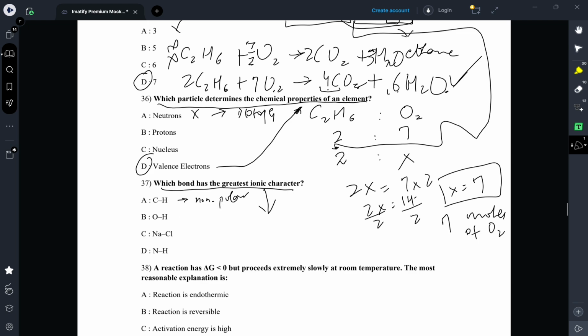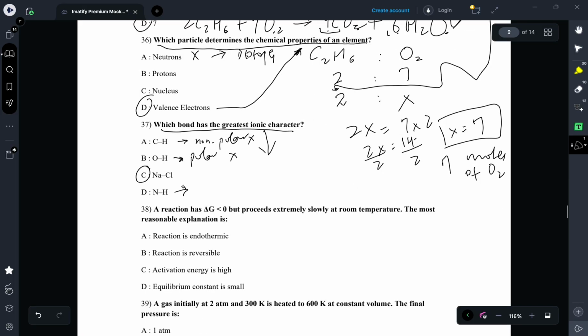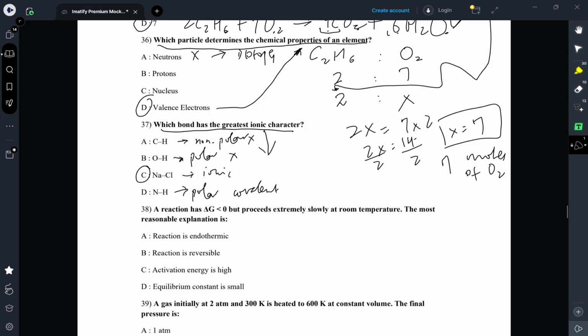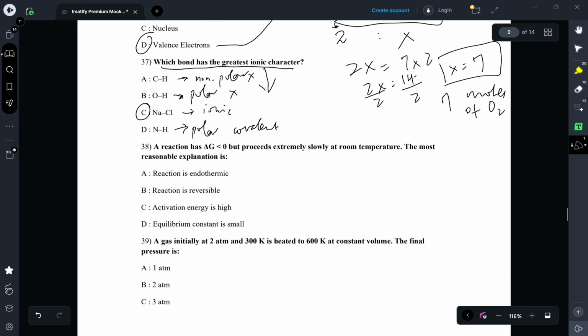is non-polar. Okay, it's just a fact. Okay, O-H bond, it is polar, but it's not ionic. So not this one, not this one. And we know that NaCl is an ionic compound. So of course it would have the greatest ionic character. N-H bond, again, it is polar covalent. Okay, this one is ionic bond. So this one would be the answer. The C would be the answer.